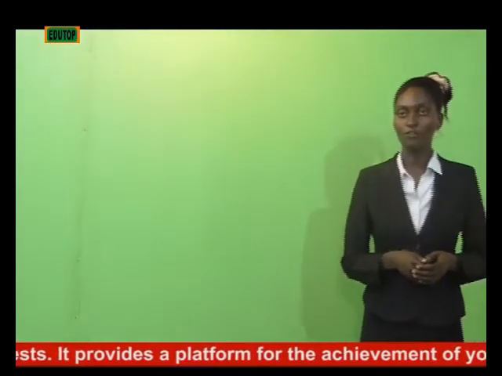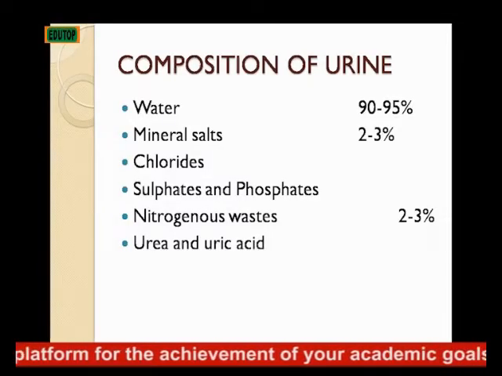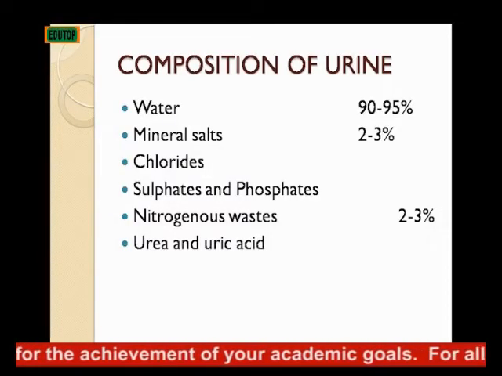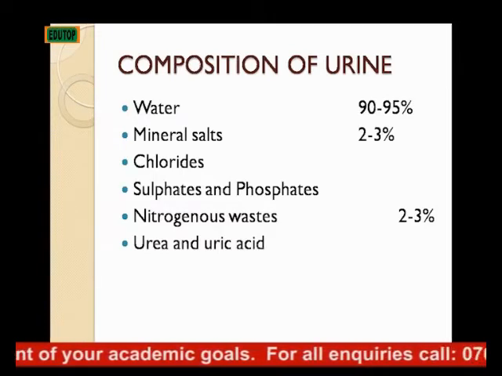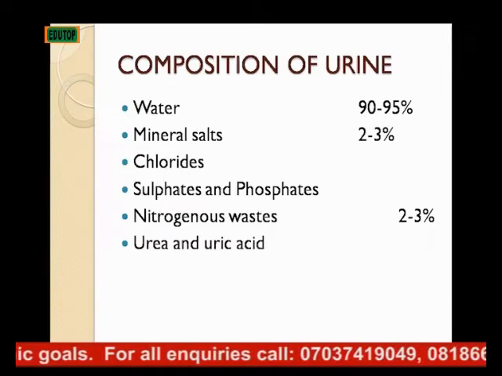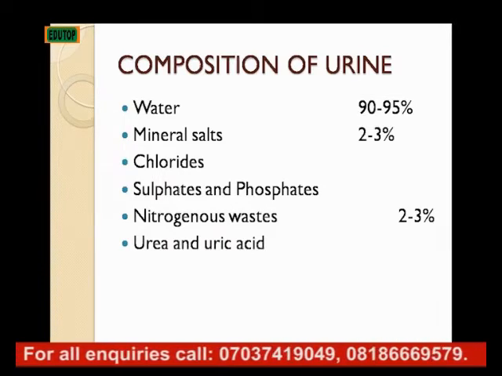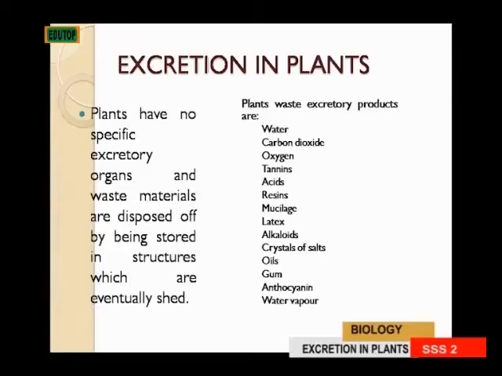The composition of urine, look at it. Water is about 90 to 95%, mineral salts about 2 to 3%. We have chloride, very few. That's why no percentage is allocated to it, because it's very, very low. Then sulfate and phosphate, same thing. Nitrogenous waste, about 2 to 3%. We have urea and uric acid too. No percentage is allocated to them.